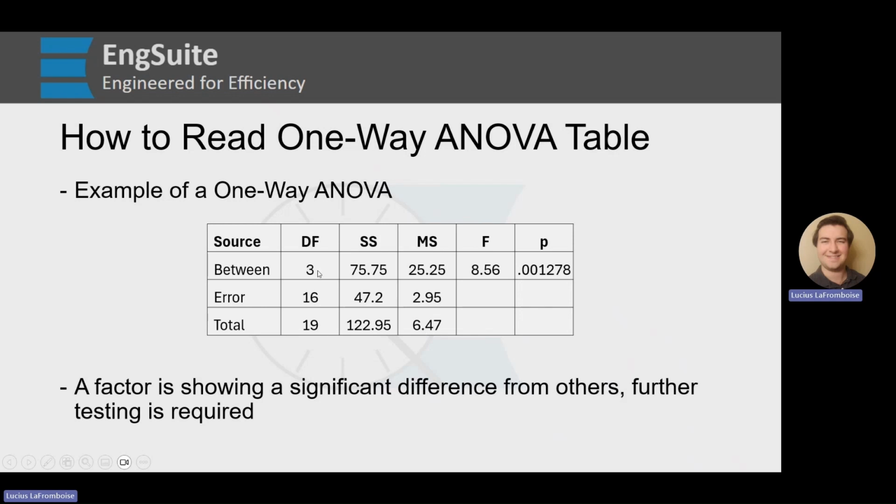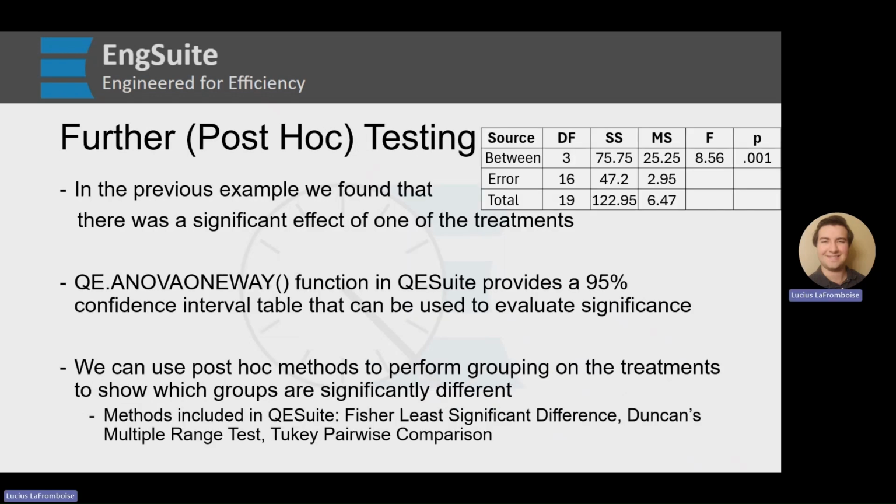We look at this degrees of freedom. We see that we have 3 degrees of freedom, which means that we have 4 groups. So that means at least one of those 4 groups has a significant difference from the others. The further testing we can do is often called post hoc testing. We would do it in a similar example as that previous one, where there is a significant effect of one of the treatments.